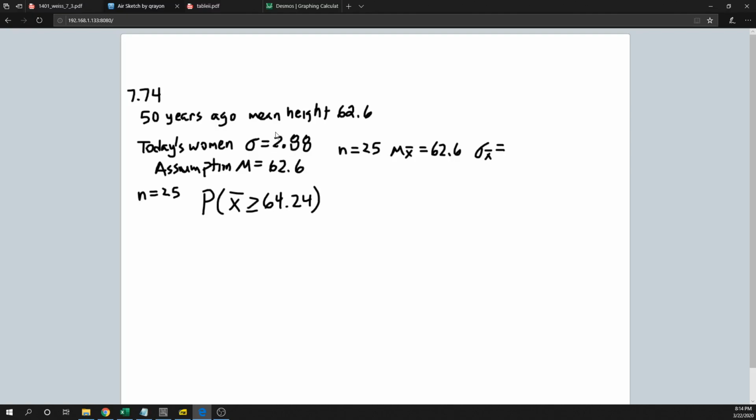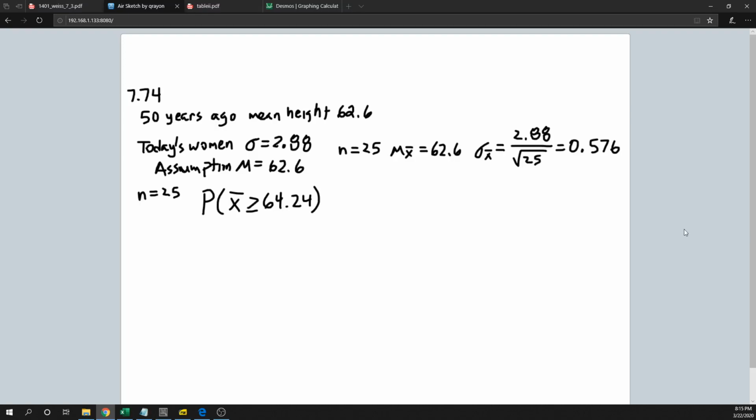We also know that the standard deviation of the sample means would be the population standard deviation divided by the square root of the sample size, which is 25. So that's going to be 2.88 divided by 5. So that comes out to be 0.576. Okay.